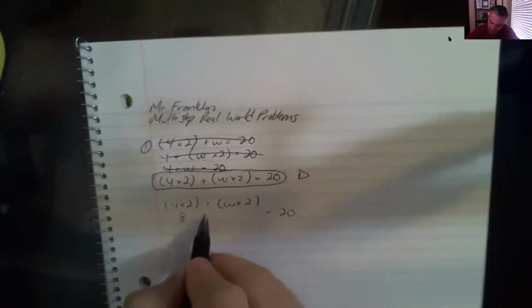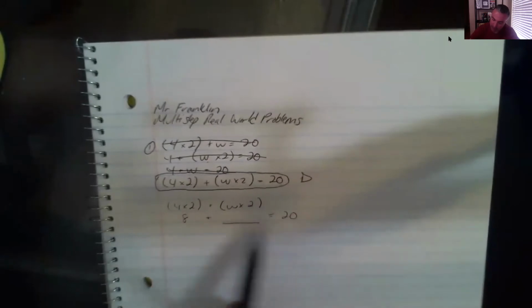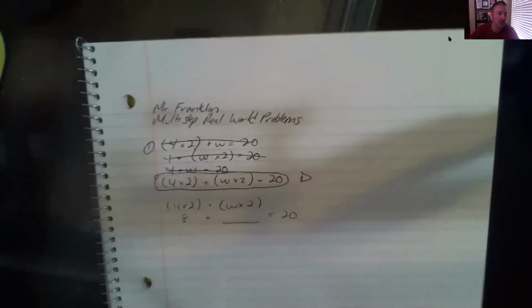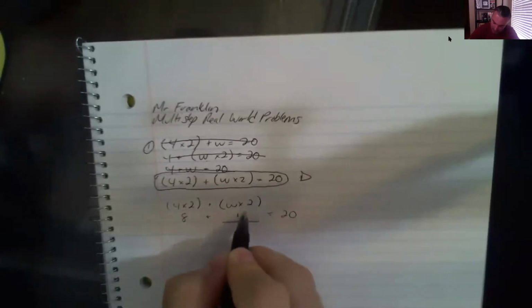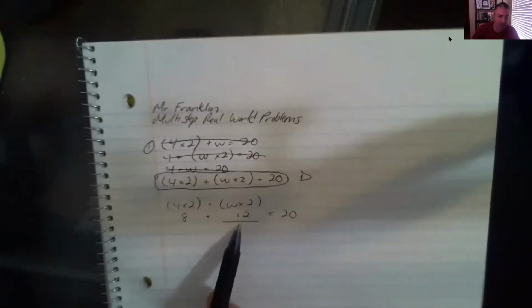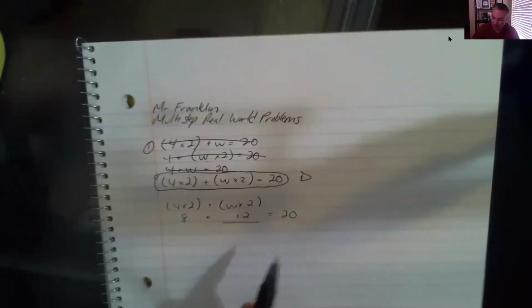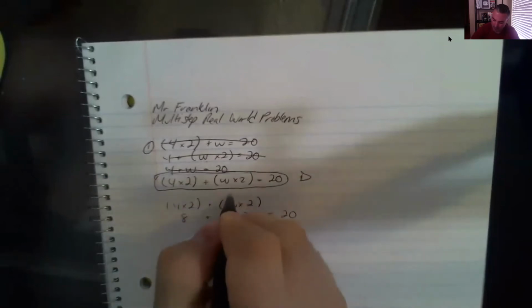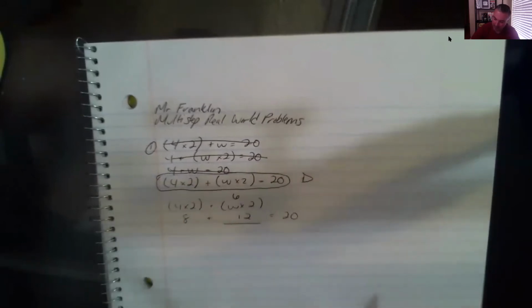So if this were just a problem, what would we make it? 20. What do I need to add to 8 to get 20? I can hear all of you yelling 12. So good, 12. Once we figure out that we need 12, then we can figure out what W is, right? So what times 2 makes 12? Well, 6. So we know W is 6.